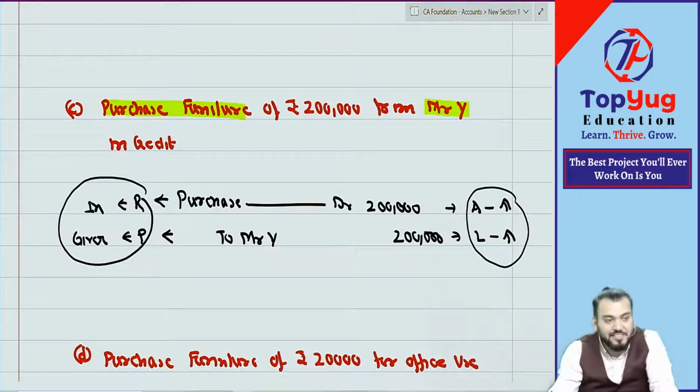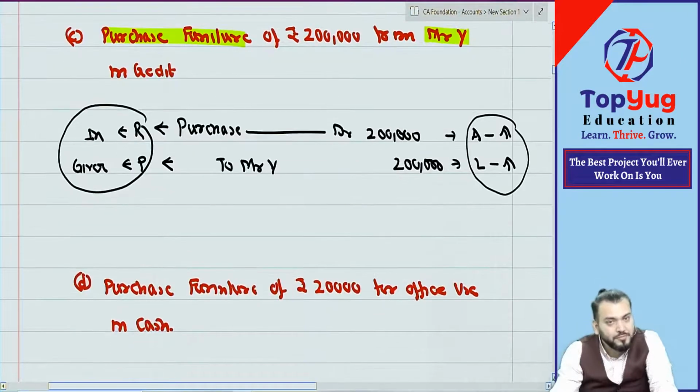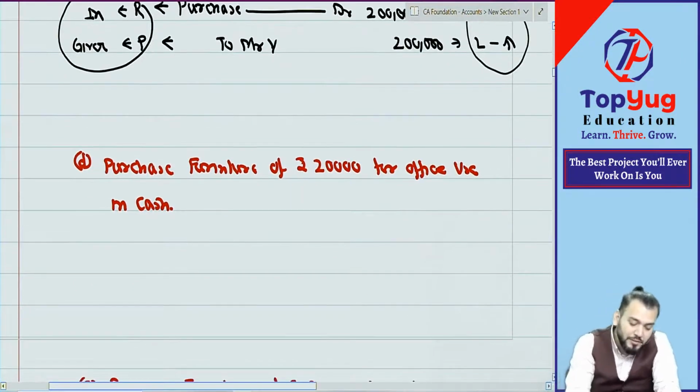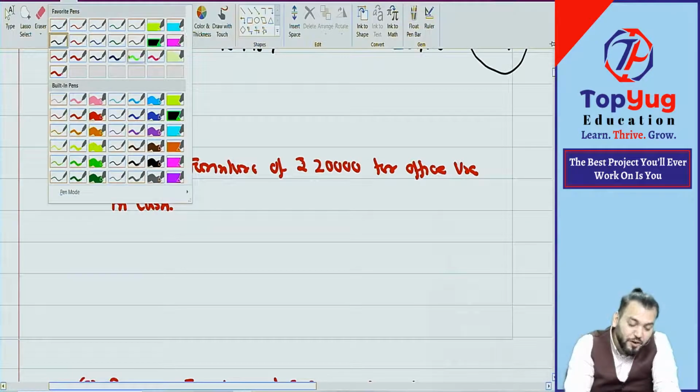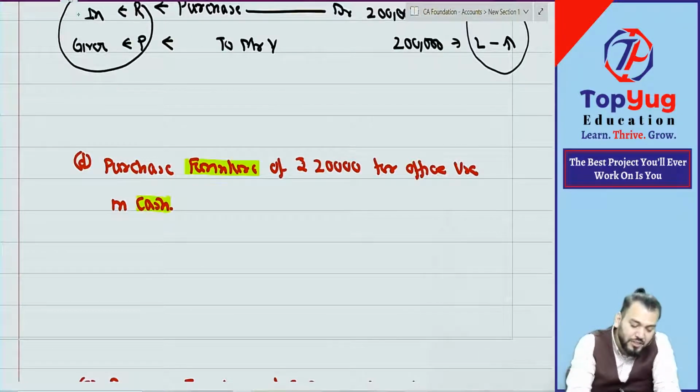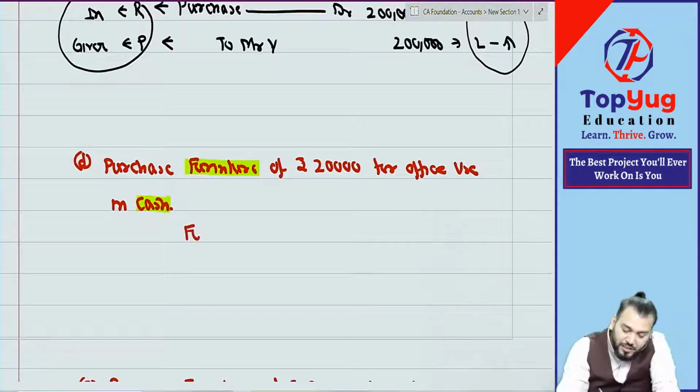Correct. I think you have done the same analysis. Has anyone done it wrong? Everyone has done it correct. Now next we have: purchase furniture for office use. Here also it is furniture and cash. What journal entry have you made? Very good. So furniture account debit now.